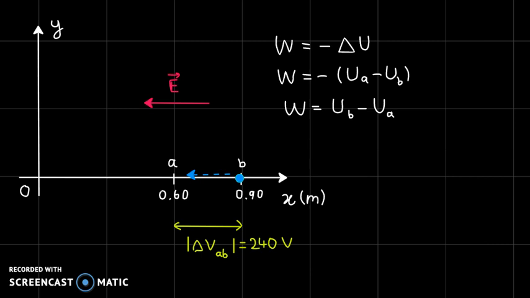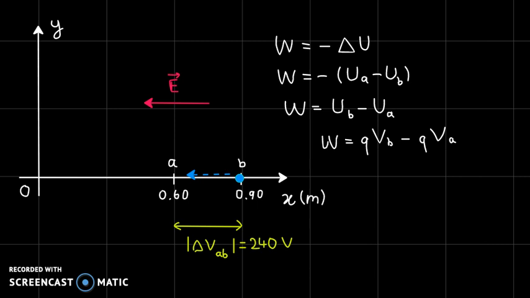Now, how can I calculate the particle's potential energy at a certain point? Well, by definition, the potential energy at a given point is equal to the charge of the particle times the electric potential value at that point. So U equals Q times V. So let me go ahead and substitute. So here I have an expression for work written in terms of the particle's charge and the electric potential at points B and A.